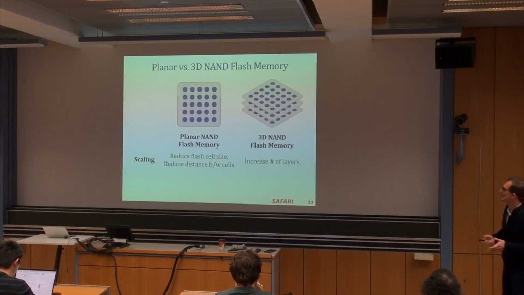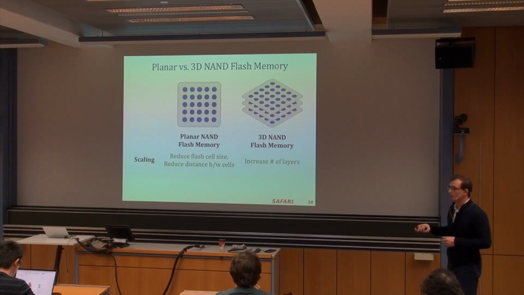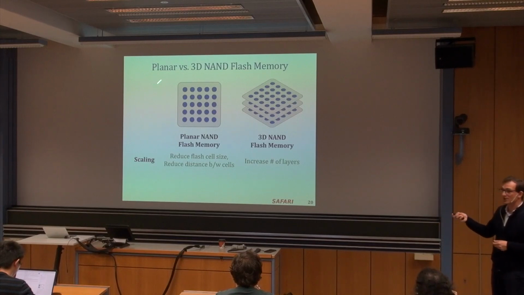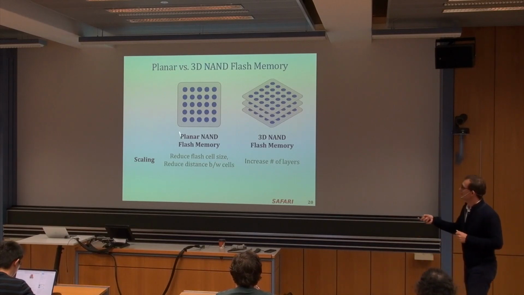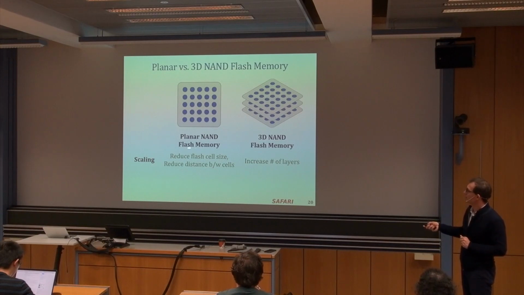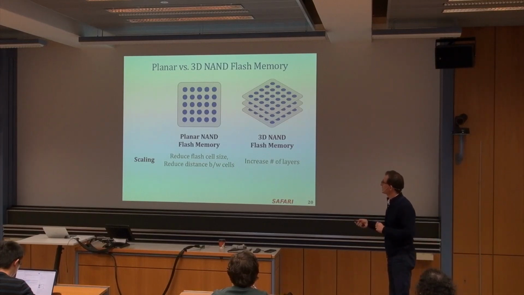So controllers need to be aware of that also. So let's talk about planar versus 3D NAND flash memory. For a long time, planar memory was very, very successful. It was hitting the scaling limits, just like DRAM is hitting the scaling limits right now maybe, because it was two-dimensional. Basically, people scaled the cell by reducing the cell size, reducing the distance between the cells, and as a result, they were able to get high capacity.